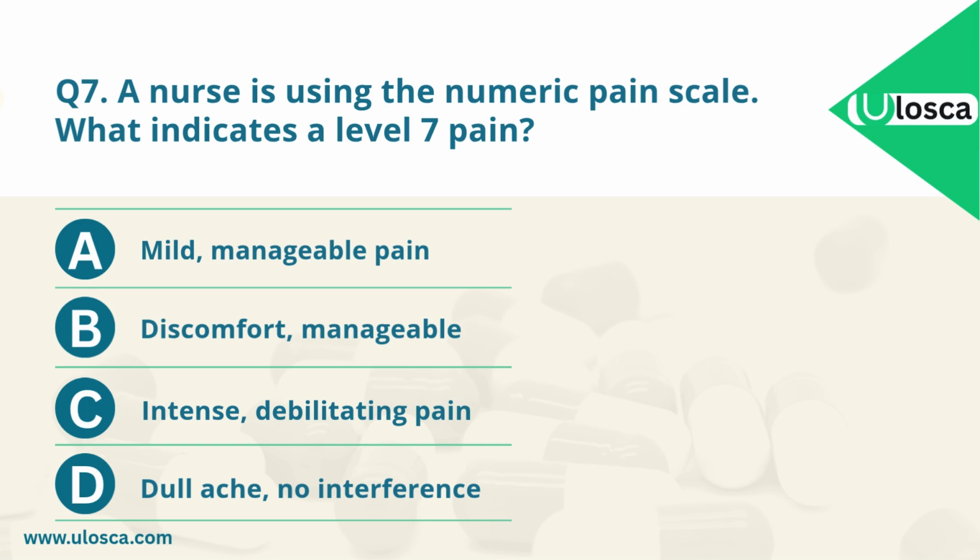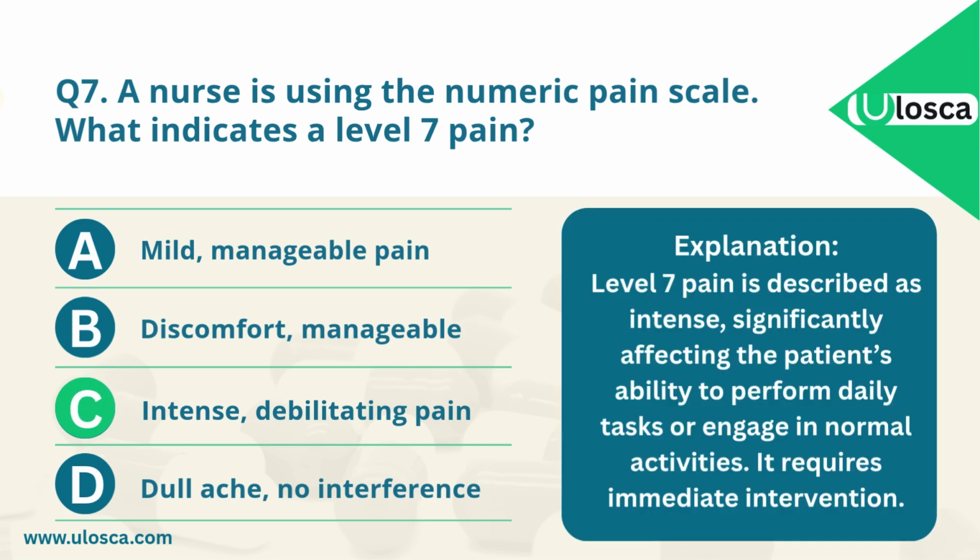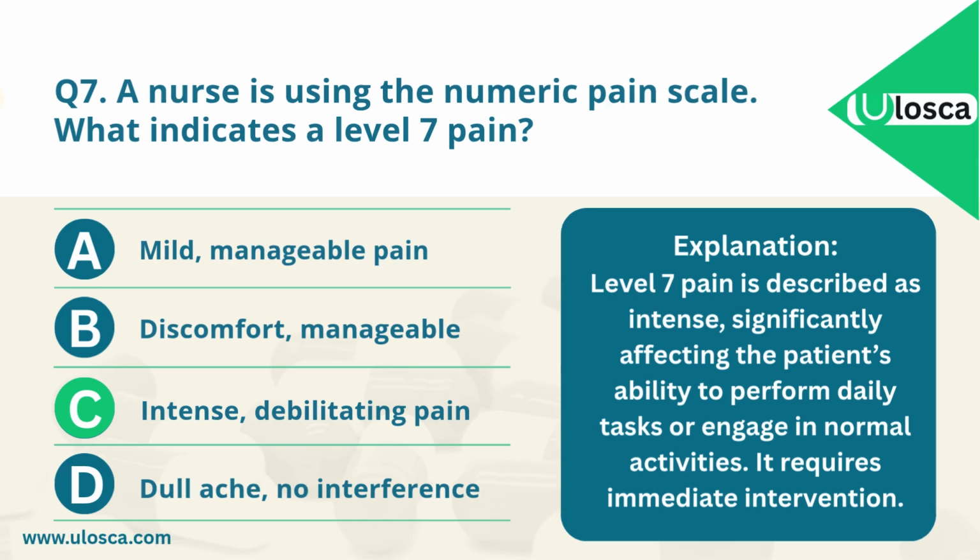The correct answer is C. Intense, debilitating pain. Explanation. Level 7 pain is described as intense, significantly affecting the patient's ability to perform daily tasks or engage in normal activities. It requires immediate intervention.